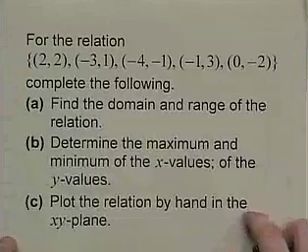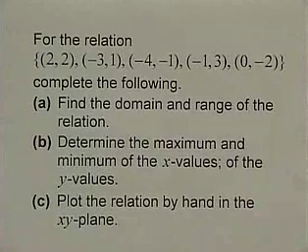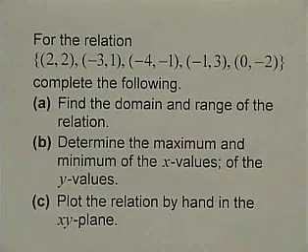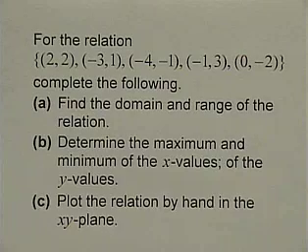So let's try a problem. For this relation here, (2, 2), (-3, 1), (-4, -1), (-1, 3), and (0, -2), complete the following. Find the domain and the range of the relation. Determine the maximum and the minimum values of the x values and of the y values, and then plot the relation by hand in the xy plane.